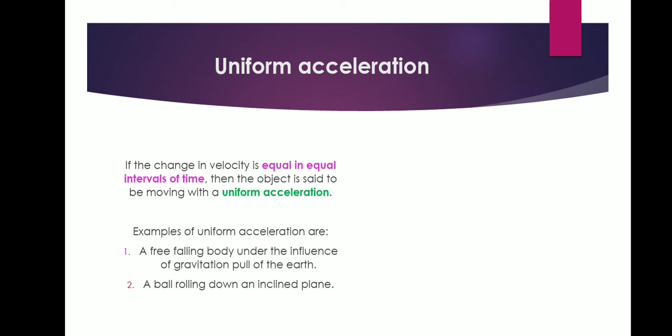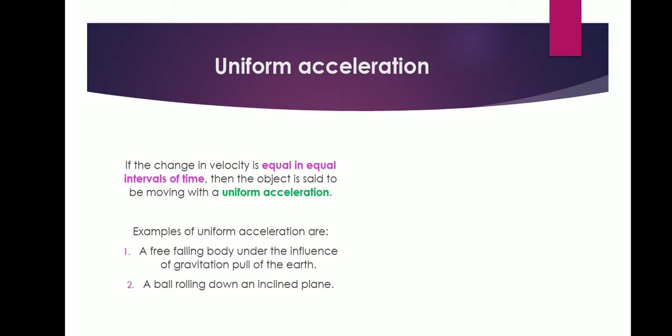Next is uniform acceleration. In this case you are moving with a constant velocity. Let's read the definition. If the change in velocity is equal in equal intervals of time, then the object is said to be moving with a uniform acceleration.